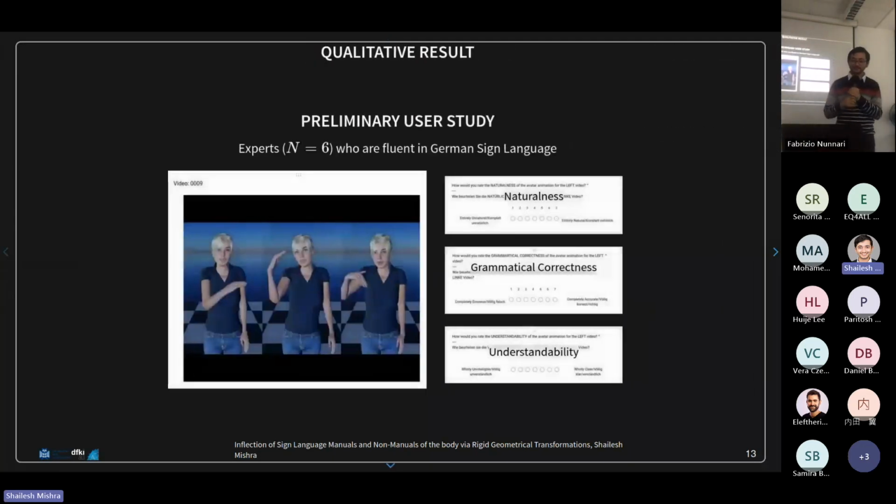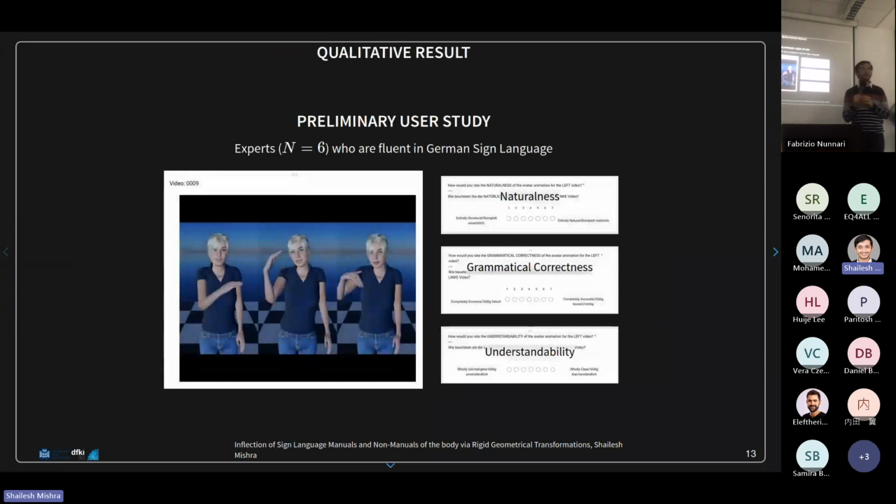Then we also did some kind of preliminary user study. It's not a proper user study, so we should say preliminary user study. What we did was we invited a group of expert people, and we asked them different questions. We showed them the video, right? And we asked them, how natural do you feel it? How correct is it? And do you understand it or not?